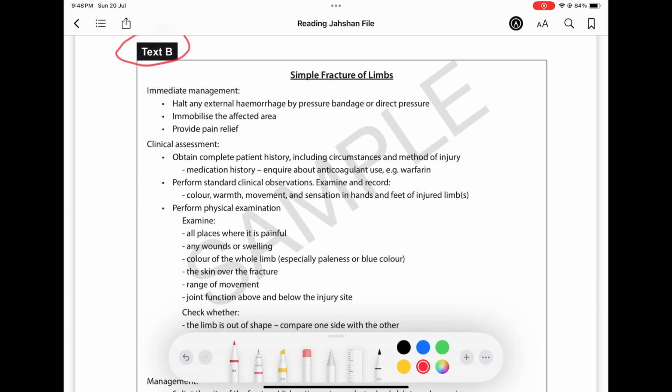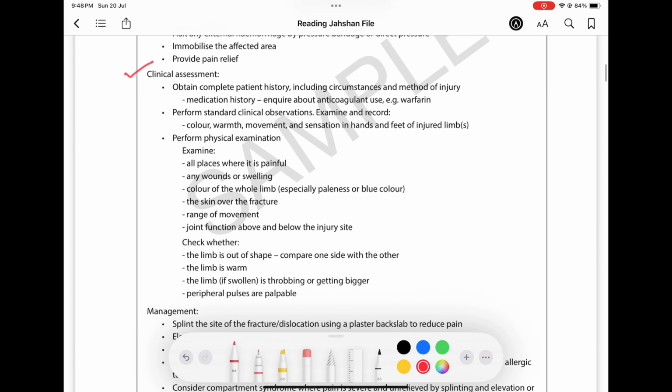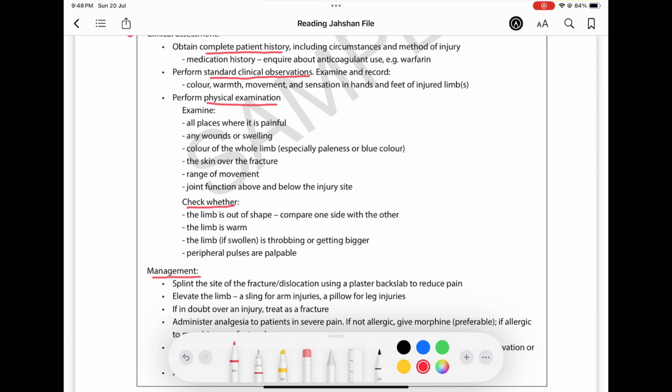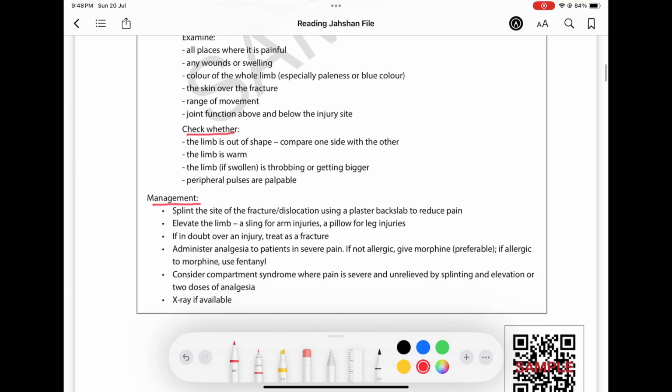Now text B has a heading called simple fracture of limbs, which I can see has three subheadings: immediate management, clinical assessment and management. Clinical assessment has several subheadings such as complete patient history, standard clinical observation, physical examination and a checklist. Now I'm not reading all the text, I'm just looking at the headings and their subheadings.